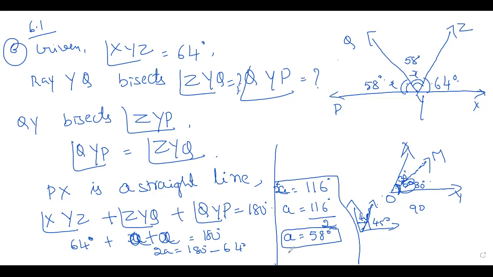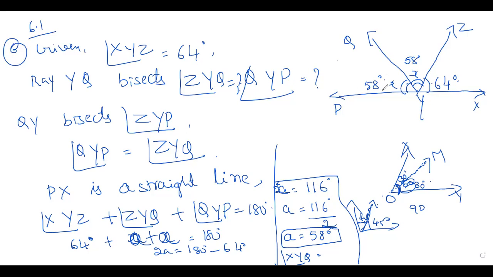So here you can write angle XYQ. Angle XYQ is equal to ZYQ. ZYQ, 58 degree has come. QYP, QYP is also 58 degree.